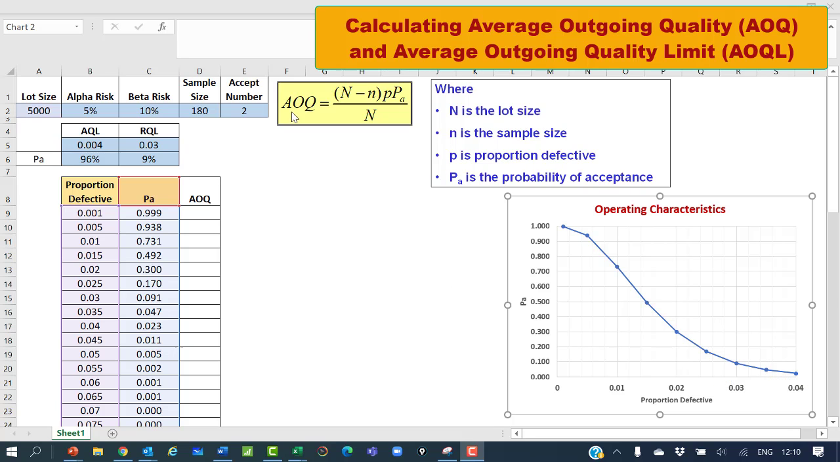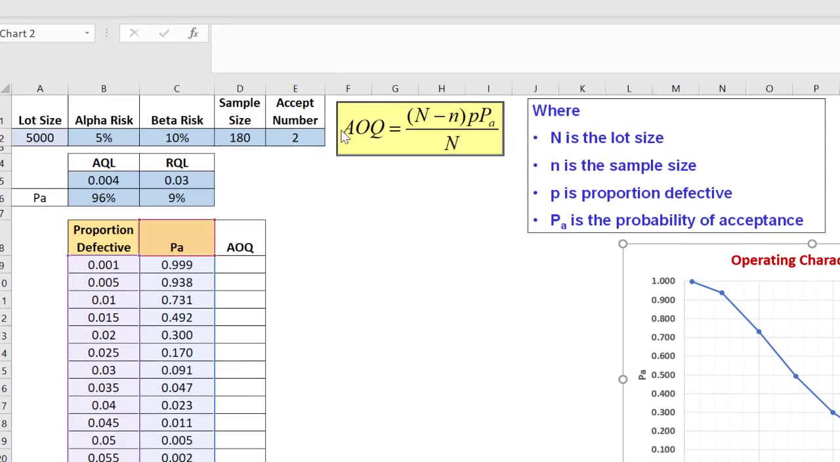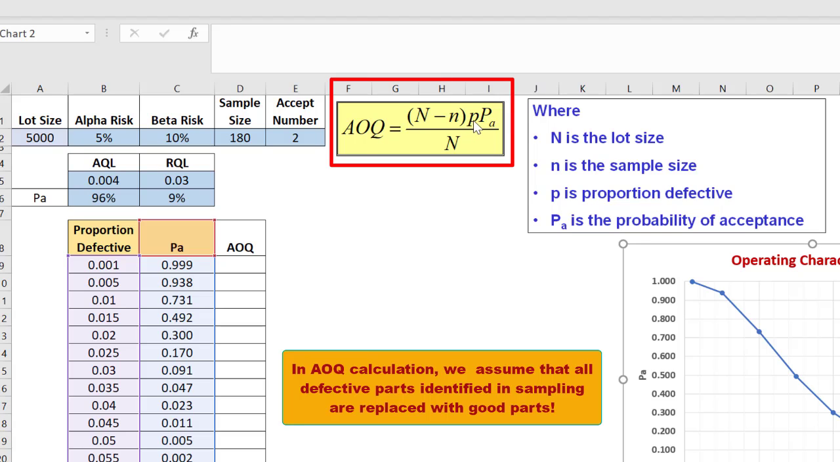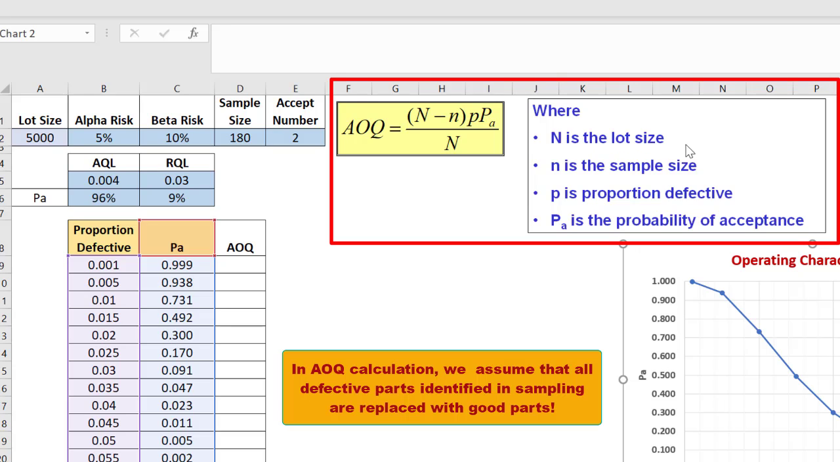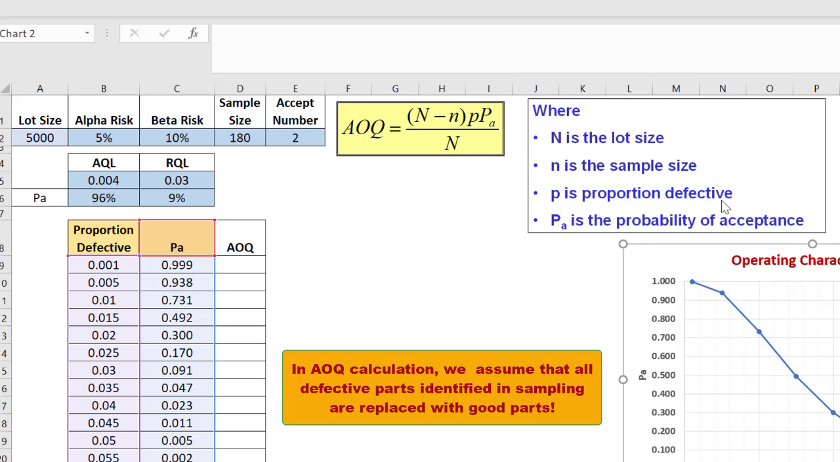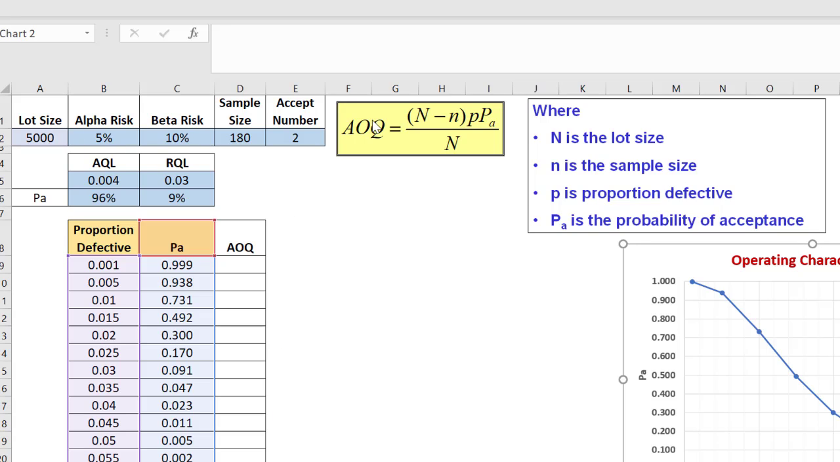Now we can establish the average outgoing quality AOQ for various proportion defective values by this formula. AOQ is given by (N minus n) into p into PA upon capital N, where capital N is the lot size, small n is the sample size, small p is the proportion defective, and PA is the probability of acceptance for that proportion defective. For this purpose, we will assume that the lot size is 5000. We could change it, but for this purpose we will assume that.